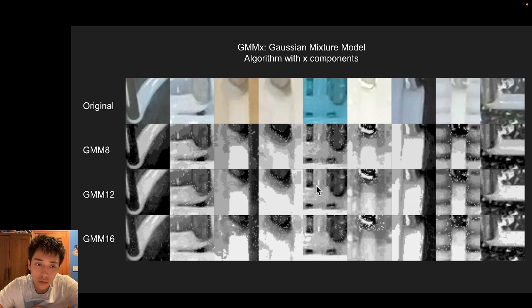Okay, so I tried this technique assuming different numbers of clusters. I mentioned that usually there are 5 to 7 colors in the image, so I tried 8, 12, and 16. You can see that at this point it begins getting a little too much noise here. But amazingly, the filter actually worked.